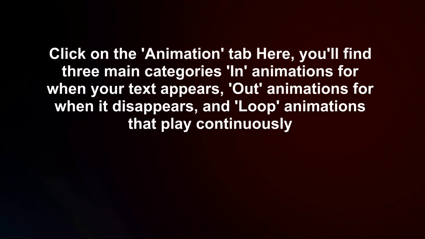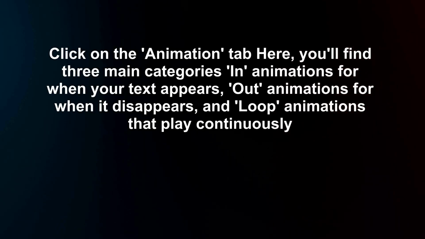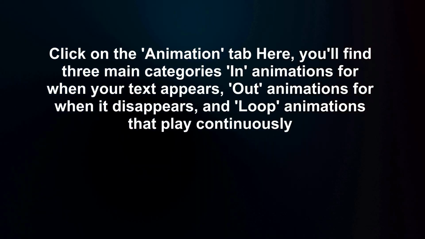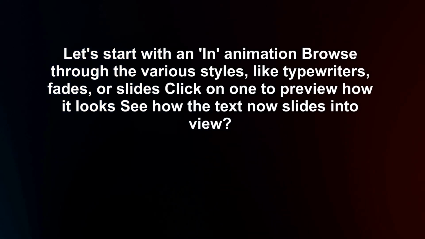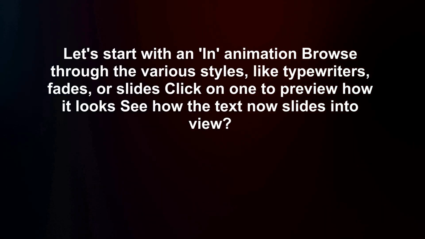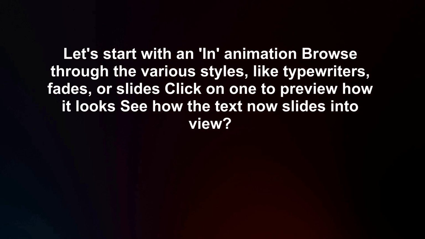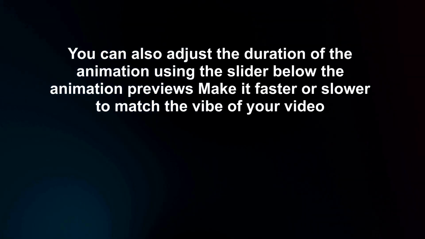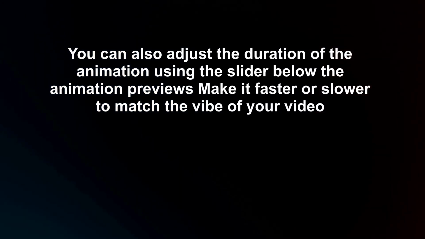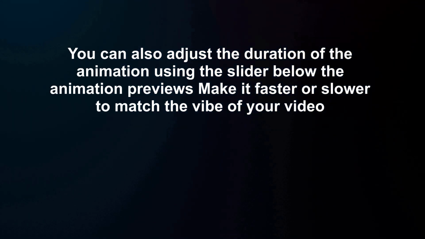You'll find three main categories in animations: in animations for when your text appears, out animations for when it disappears, and loop animations that play continuously. Let's start with an in animation. Browse through the various styles, like typewriters, fades, or slides. Click on one to preview how it looks. See how the text now slides into view. You can also adjust the duration of the animation using the slider below. The animation previews make it faster or slower to match the vibe of your video.